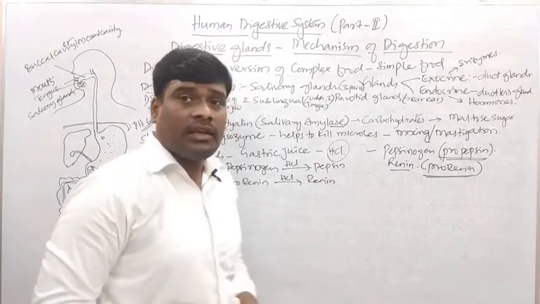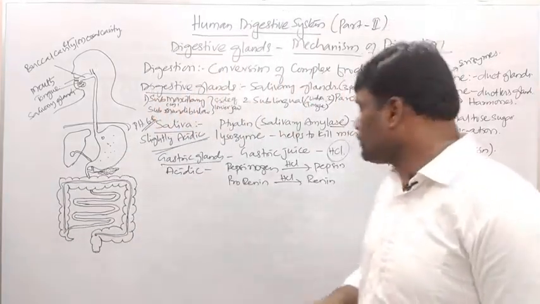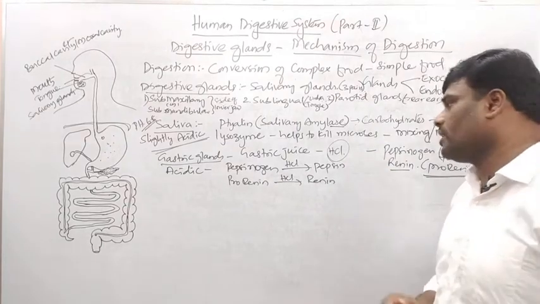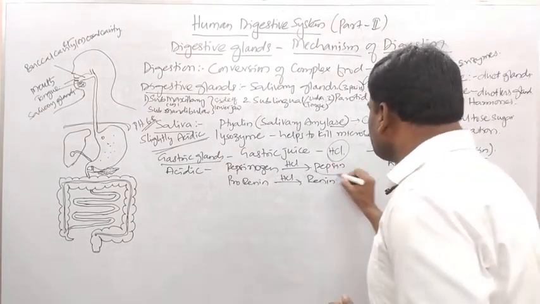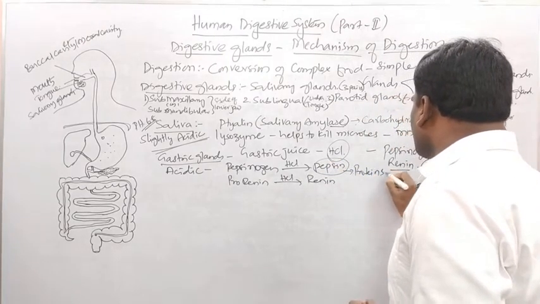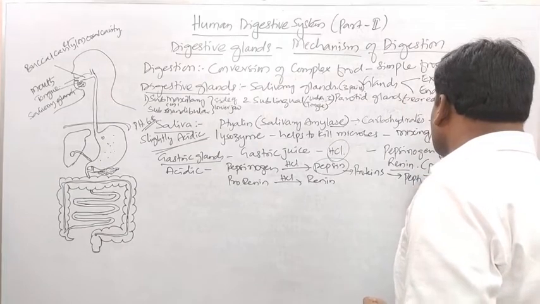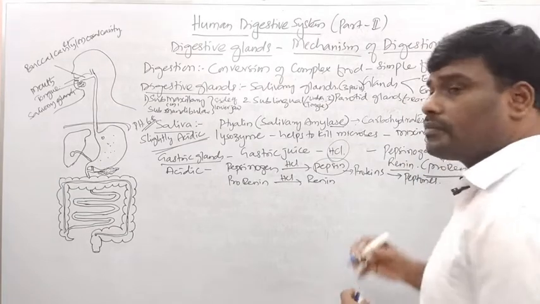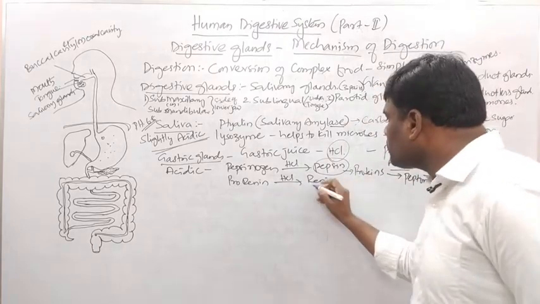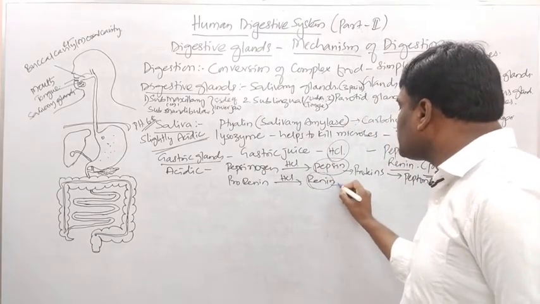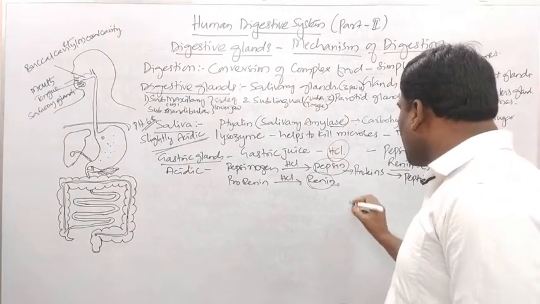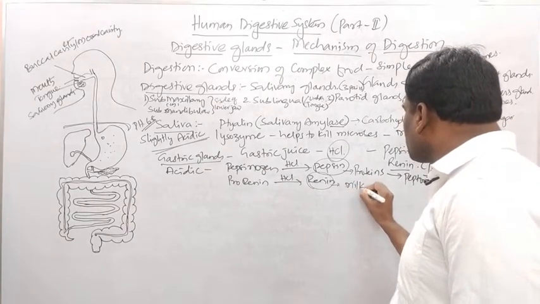Renin, children. So how do these two, pepsin as well as renin, help in digestion? This pepsin, children, acts on proteins and converts them into peptones. And what about this renin? This renin is seen in infants, children. It acts on milk protein.